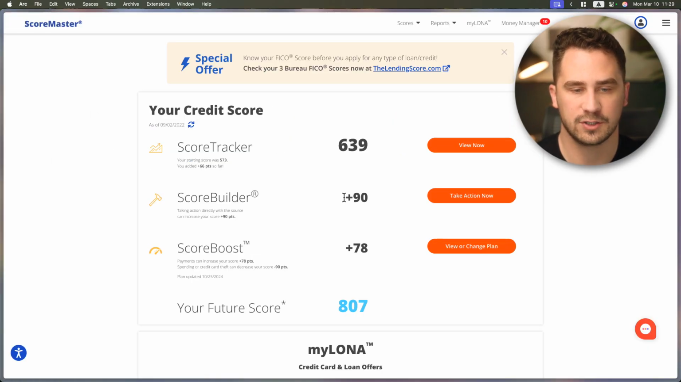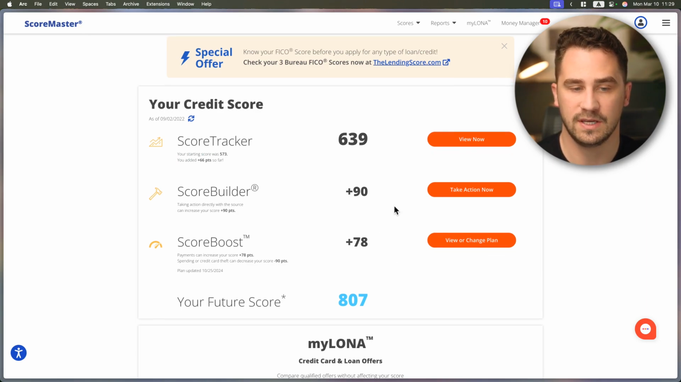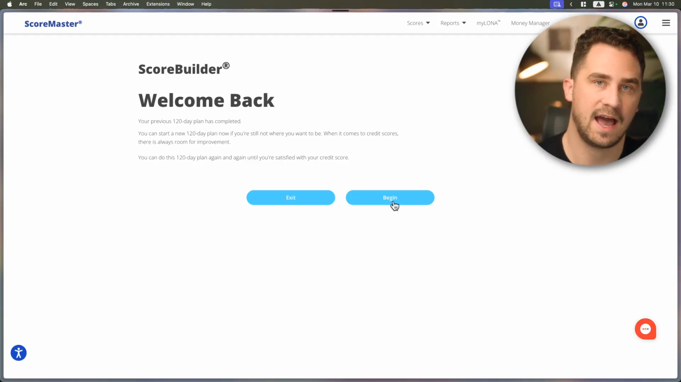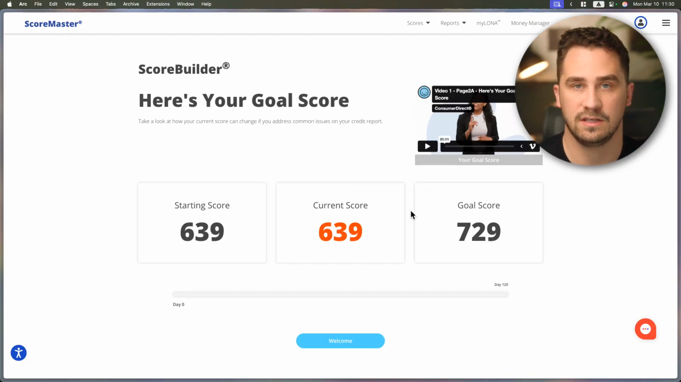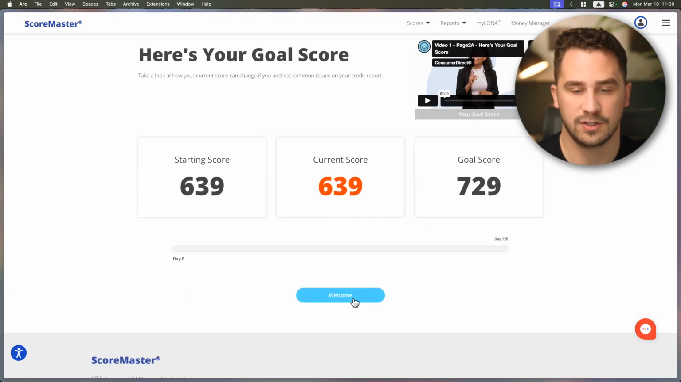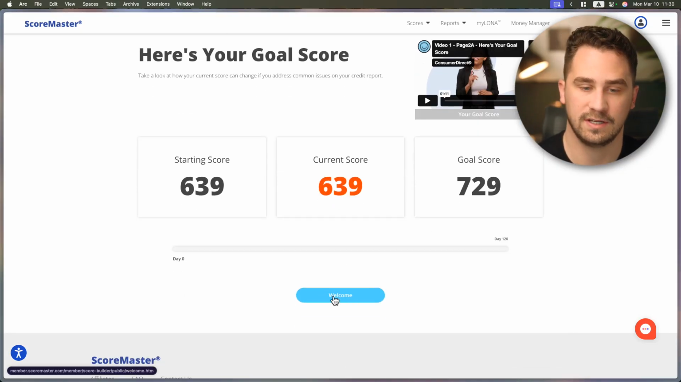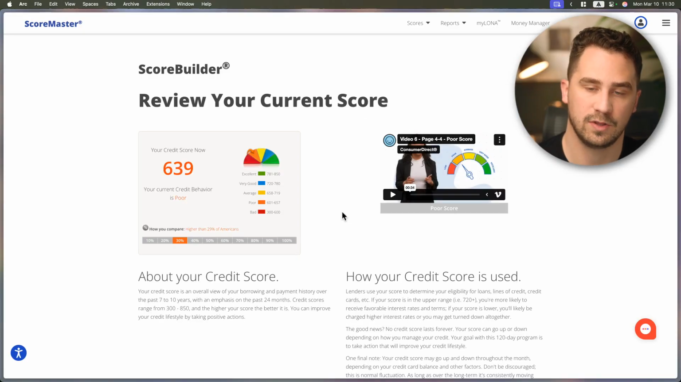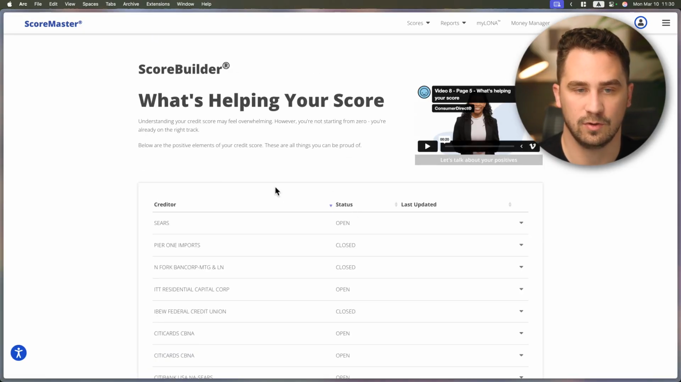What we also have is Score Builder and Score Boost. I think these are the most valuable ones here. Because with Score Builder, it's going to show us an action plan on how we can get to our goal score. So you'll be able to walk through the 120-day plan and see what you can take action on with your credit score to build that.